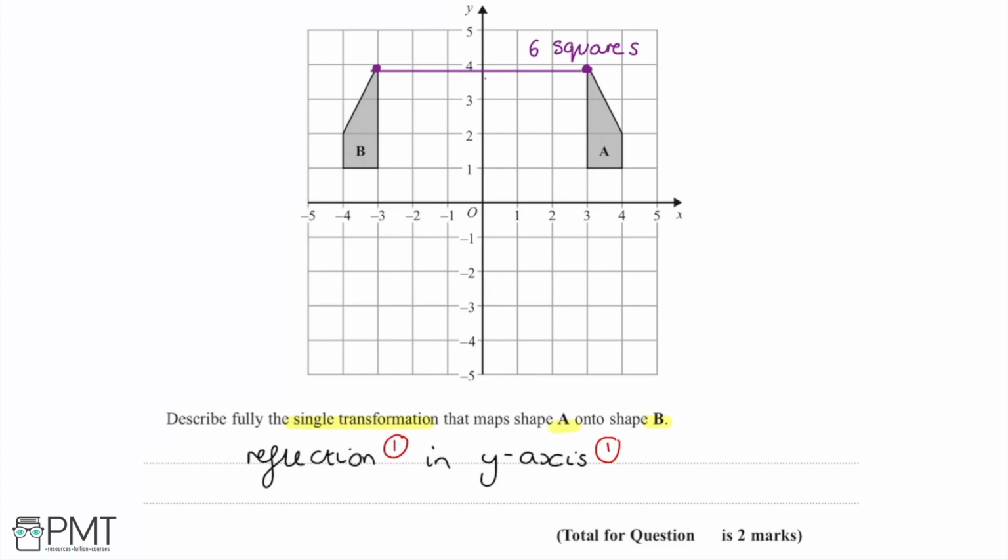So working through this, looking at specific points on the shape and kind of the orientation and the way in which they've been transformed is a really good way to go about starting questions like this.